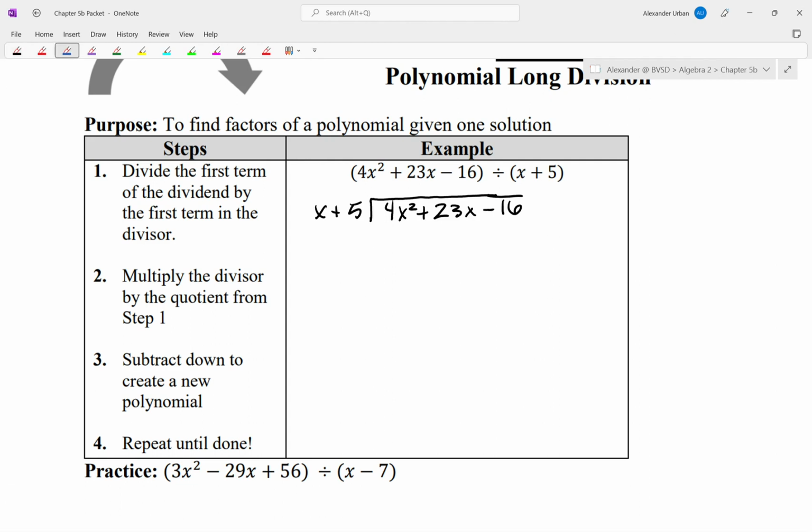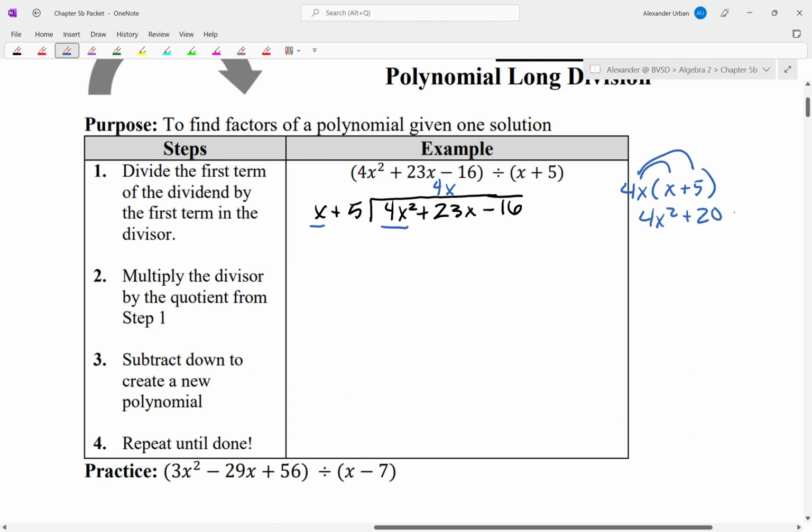So now I am going to see what multiplies to x to make 4x squared. And if we're thinking about this, I'm going to need to use a 4x to multiply the x plus 5. I'm going to do that over here. I'm going to do 4x times x plus 5 and see what occurs. So I'm going to use some distribution, and I end up with 4x squared plus 20x.